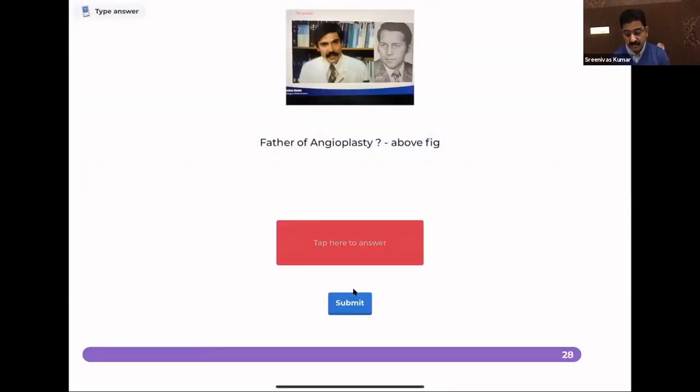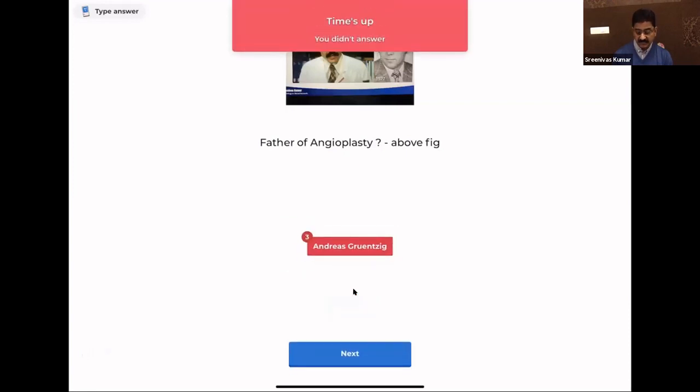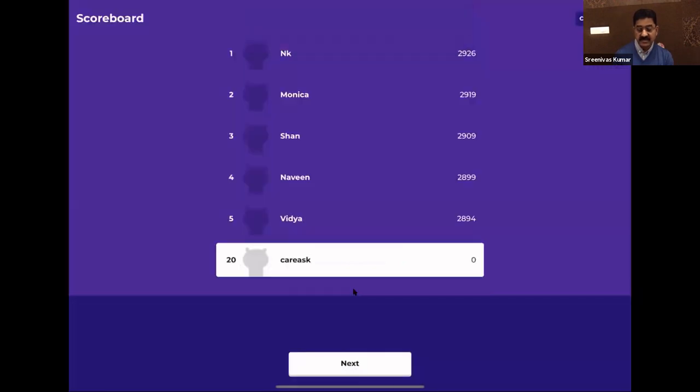The figure is there above. I wanted everybody to know this, and if you can type the answer, then you'll get full points. Who is the person besides that main person in the apron could also score you additional marks. Father of angioplasty, I did mention, I opened the talk with it. Many of you would know it, but just to encourage more people to answer, I have kept it. Yeah, many of you would have answered. I think Andrea has got it. The answer: the next person beside him was the patient.